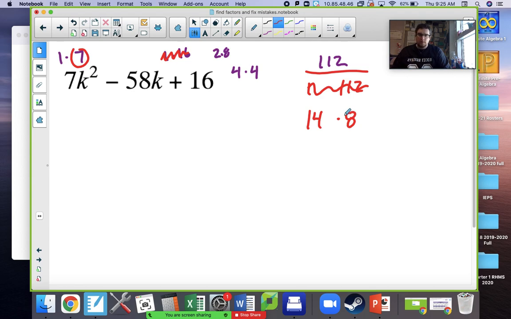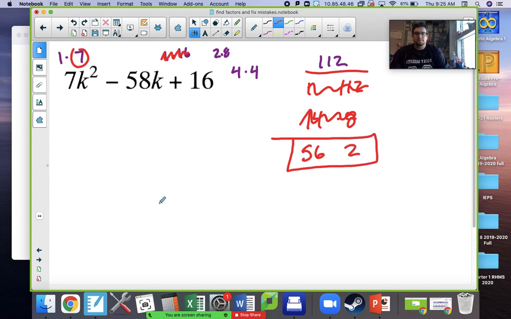So I want to double check. Yep, that doesn't work. So maybe, oops, I don't want to erase that one. Maybe 7 times 8 gives us 56 and 2. There's the one we need. So we can try 7 times each one of these numbers, and we know that we're finding factors that are getting us closer and closer.